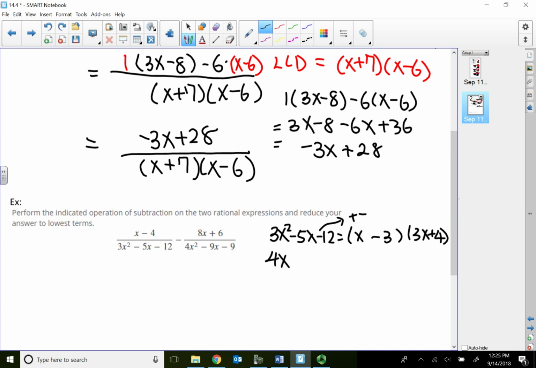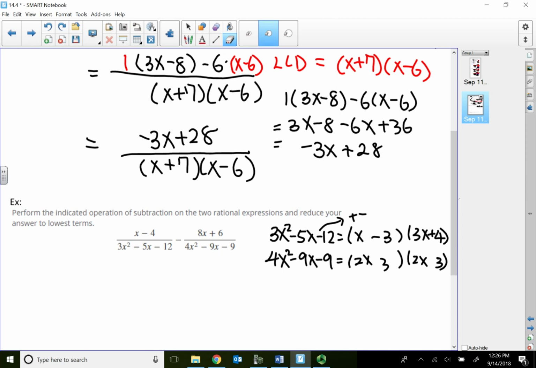All right, 4x squared minus 9x minus 9. For 4x squared, I'm going to use 2x and 2x. For 9, I'm going to use 3 and 3. So will that work? That's not going to work because that's actually going to be 6 and 6, which is not 9. So let's try something else.